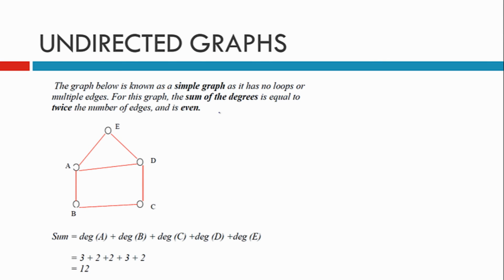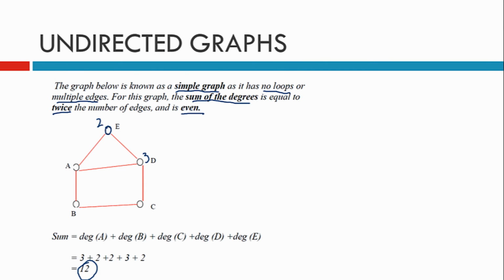Alright, the graph below is known as a simple graph. There are no loops and there's no multiple edges. Now for this graph, the sum of the degrees is equal to twice the number of edges and is even. Okay, so there's the sum. We've got all the degrees, 3, 2, 2, 3 and 2. Adding them up, we get 12.